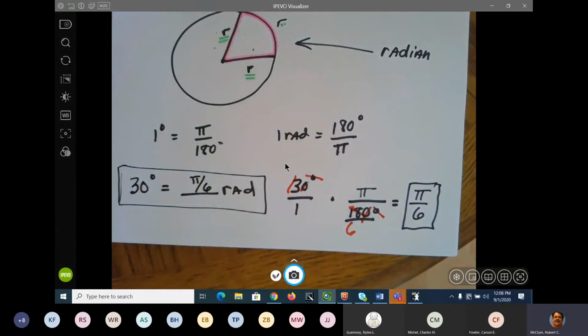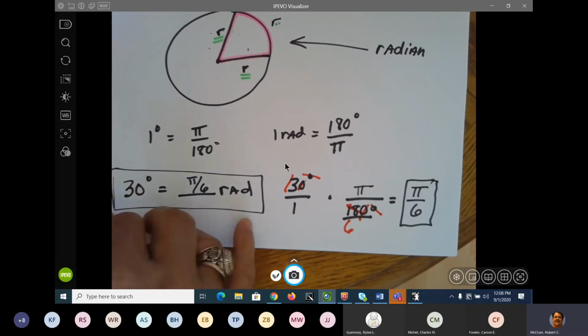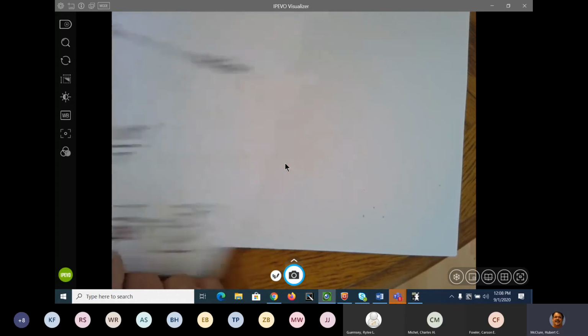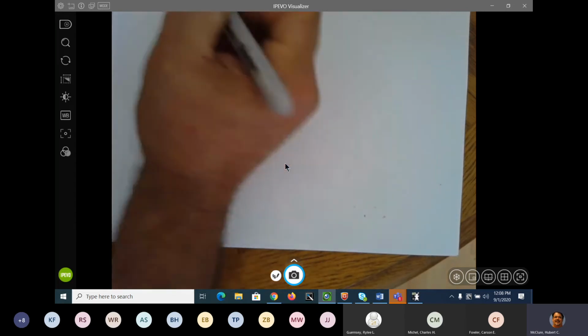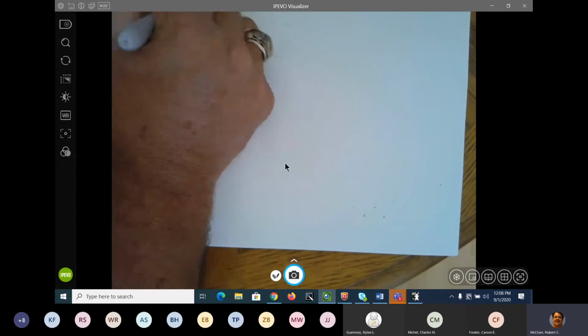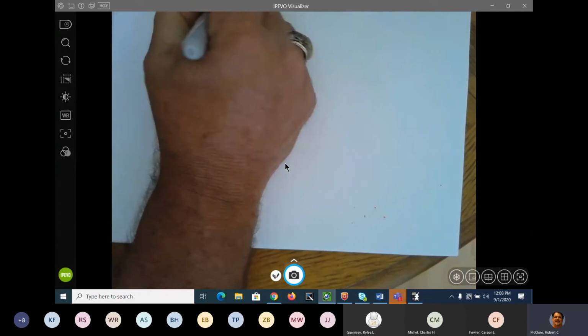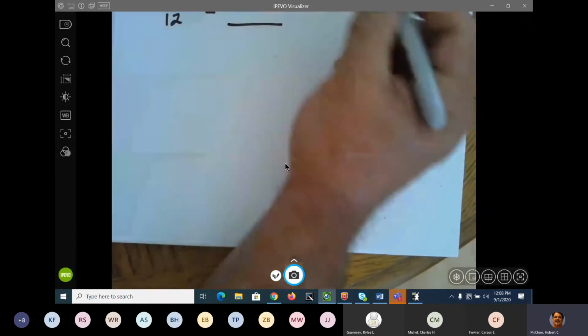That's the easiest way to convert radians to degrees and degrees to radians. So let's do another one. Change that problem we did a while ago: 5 pi over 12 equals blank degrees.